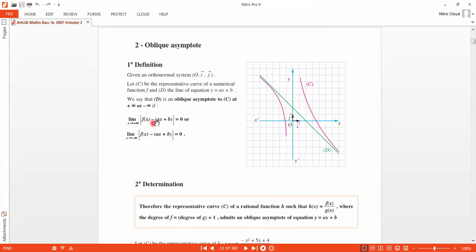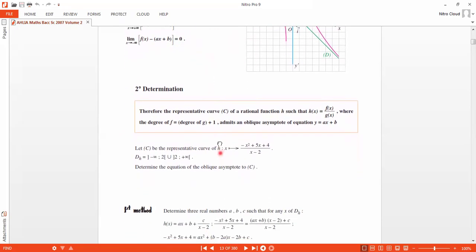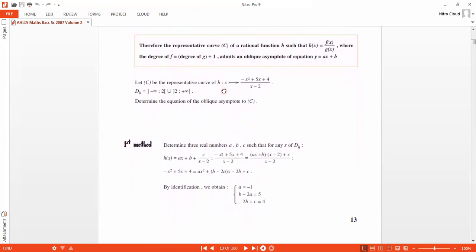We have to do first f of x minus y. And then we do the limit when x tends to plus infinity or minus infinity. Either way, I should get 0. If I get 0 as a result of the limit of f of x minus y, then this line is an oblique asymptote. But how do I determine the oblique asymptote?